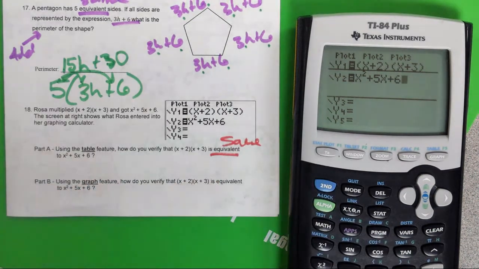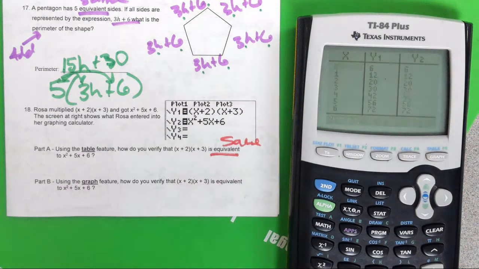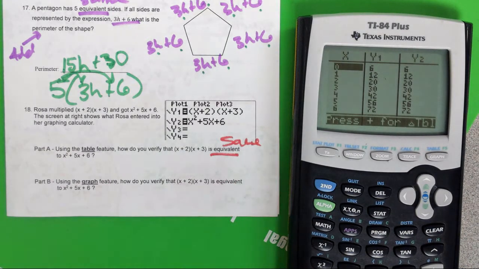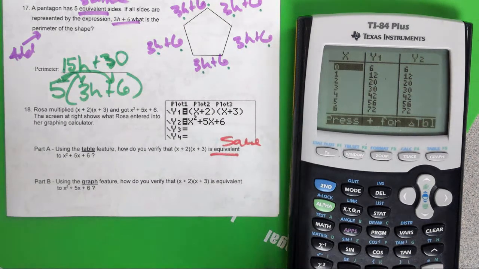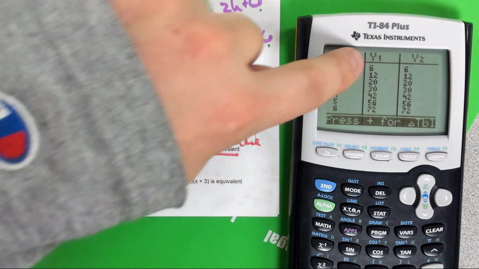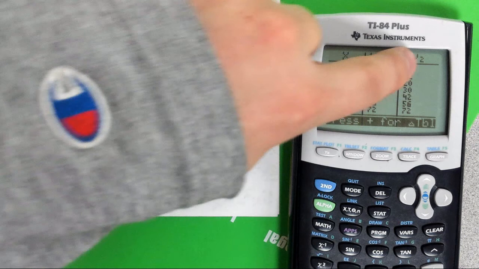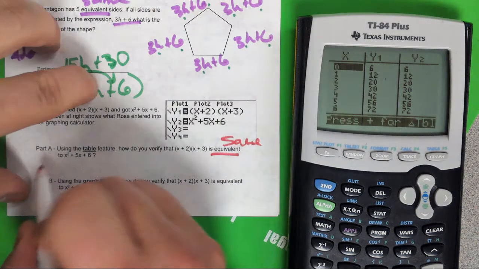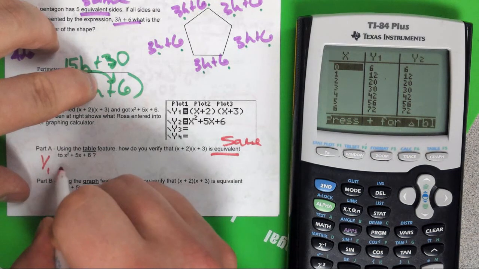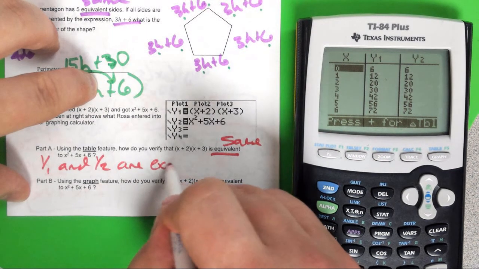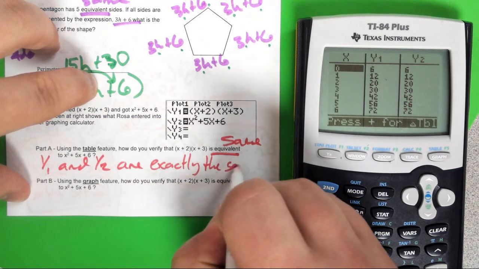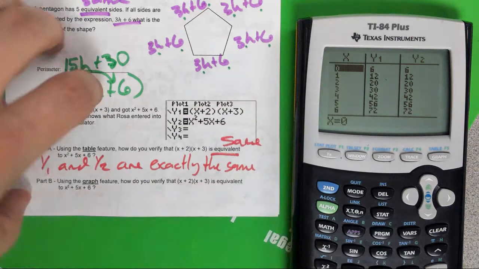So if you look, second graph takes us to our table. Check out y1 and y2. They're exactly the same. But x is not exactly the same. It's just y1 and y2 that are exactly the same. So what we're looking for in the table is that y1 and y2 are exactly the same.